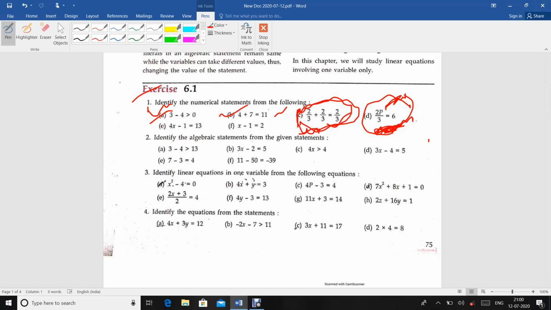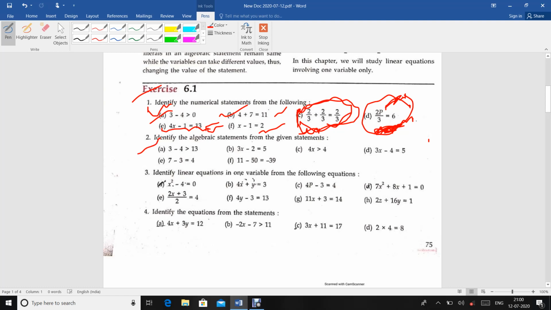The next is 4x minus 1 is equal to 13. Also in this statement, this is also an algebraic statement, because in this statement numbers as well as variables are present. So you can say that it is a numerical statement. Similarly you can solve part F.